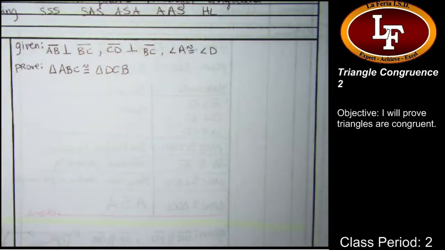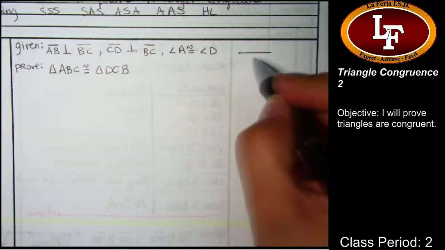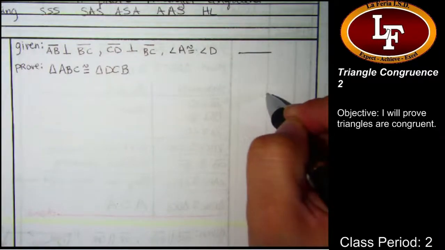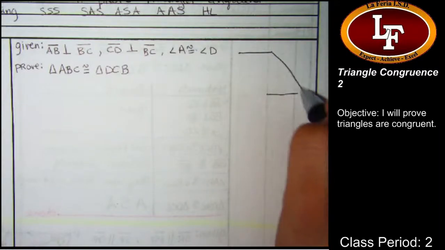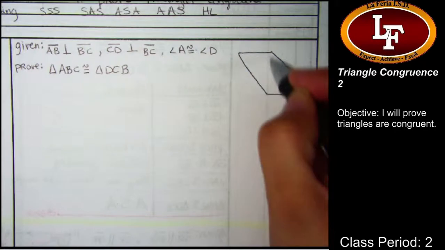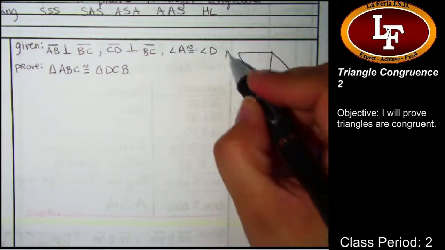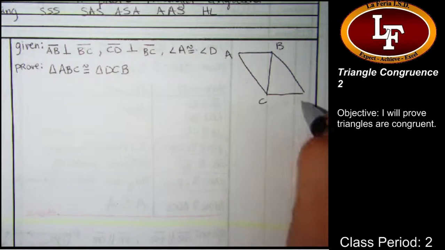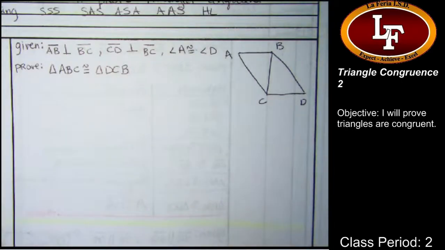And we're going to draw our little figure. It looks something like this. A, B, C, D. There's our figure. Take a few moments to get that ready. Okay, let's mark the information that we have.